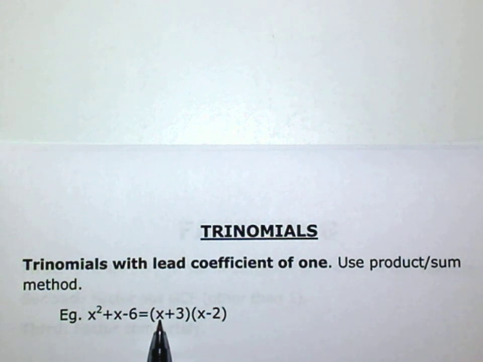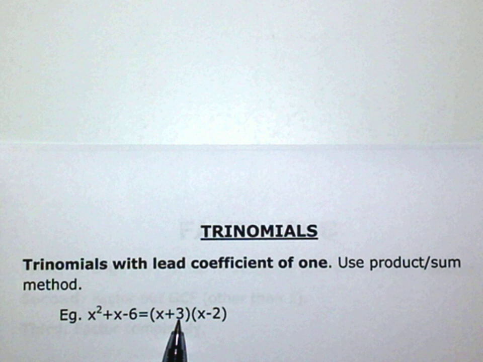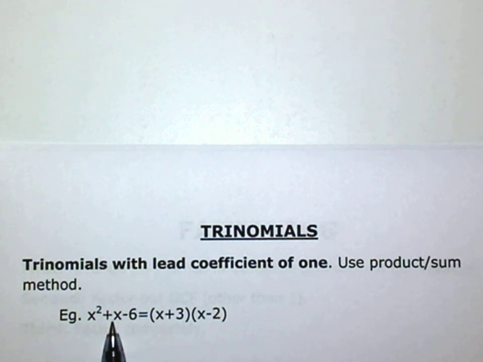We put the x here and the x here in each parentheses, and then our job is to find numbers that multiply to give us a product, in our example of -6, that add to give us a sum of the middle number. Our special numbers are 3 and -2, because 3 times -2 equals -6. 3 plus -2 equals 1.